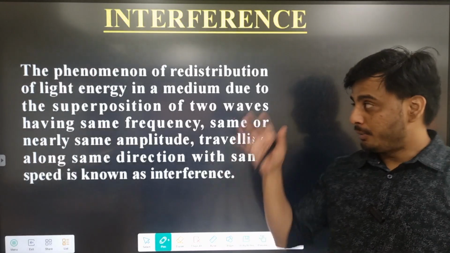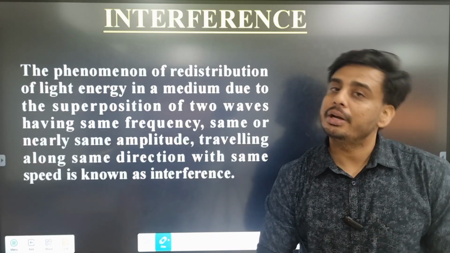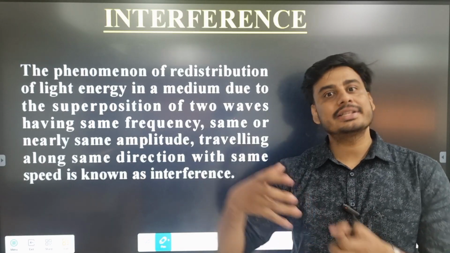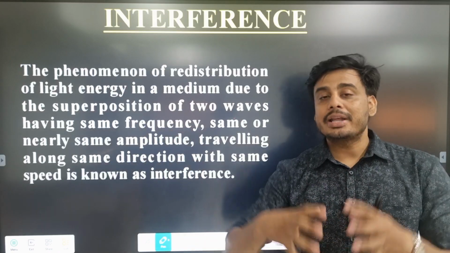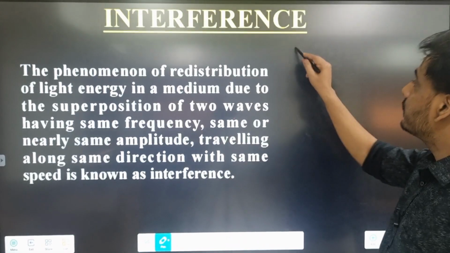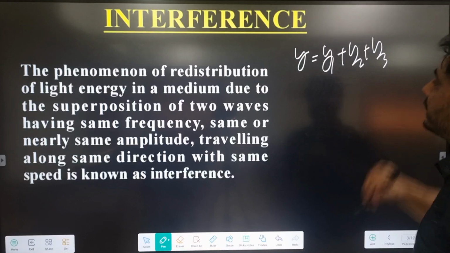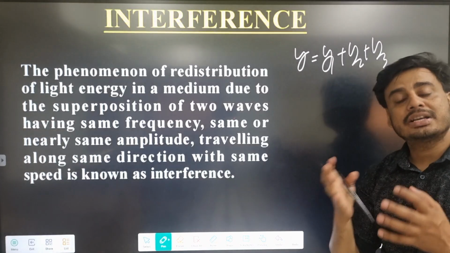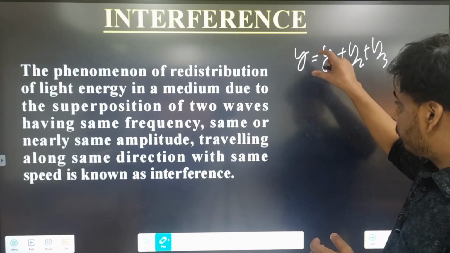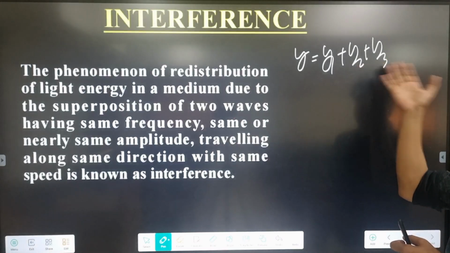So here you can see the definition of interference is written. You know that we already know the superposition of waves. Superposition means when two or more waves travel simultaneously through a single point, then the resultant displacement, how to calculate? If y is the resultant, and y1, y2, y3 are the displacements of the first, second, third wave traveling simultaneously across a single point, then that point has resultant displacement y, which is nothing but y1 plus y2 plus y3.